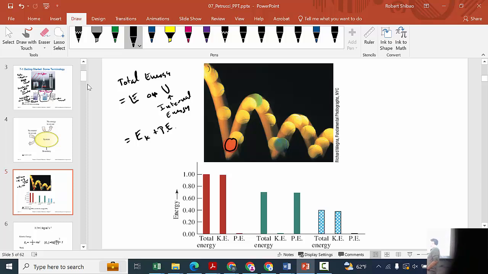And so kinetic energy is the energy of motion. But what is potential energy? Do you know what the potential energy is? In this case, the potential energy is what we call gravitational potential energy.